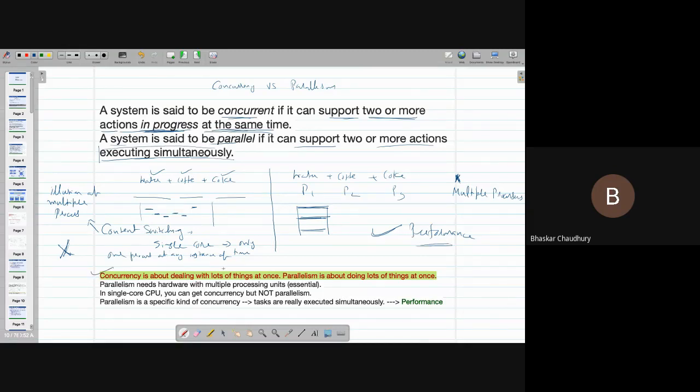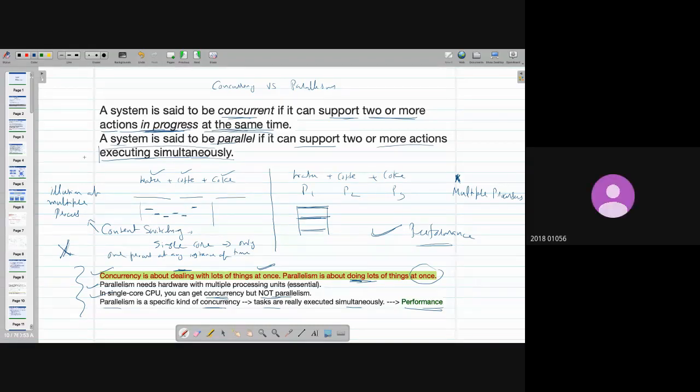So concurrency is about dealing with a lot of things at once. Parallelism is about doing lots of things at once. It is just dealing versus actually doing. That's the important point. Parallelism needs hardware with multiple processing units. In a single core CPU, we can get concurrency, but not parallelism. Parallelism is a specific kind of concurrency. Tasks are really executed simultaneously, and that's why you get performance. So this is the takeaway from this discussion. Everybody clear with this concept?